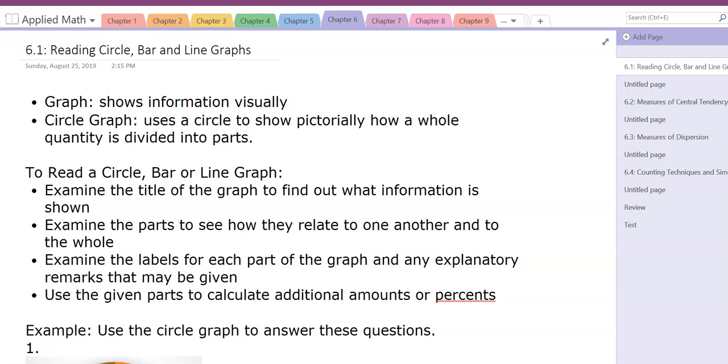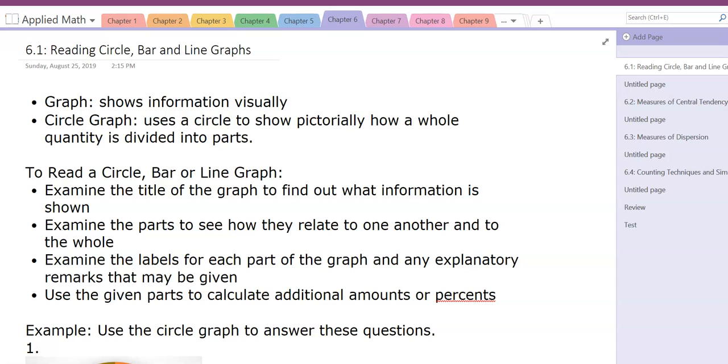So in order to read a circle, bar, or line graph, figure out what the title of the graph is to see what kind of information is being shown. Look at the parts to see how they relate to each other and how they relate to the whole thing. And then look at the labels for each piece, because the graph might be broken down into different categories.